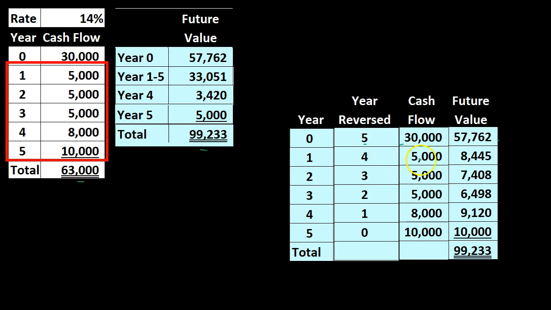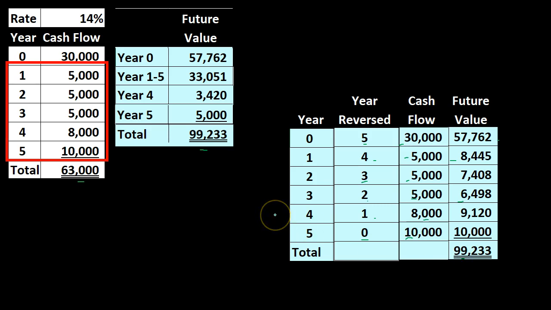It's easier. And then we're going to have the 5,000. Again, we're going to pick up the period of 4, and that will be future valued over the 4 periods, 8,445. Then we have the 5,000 over 3 periods, and it's future valued at 7,408. Then the 5,000 future valued at 2 periods for 6,494. And then we have the 8,000 future valued 1 period, 9,120. And finally, the 10,000 no future value. It is what it is at the end of that 5-year period. Adding those up, that gives us our 99,233.